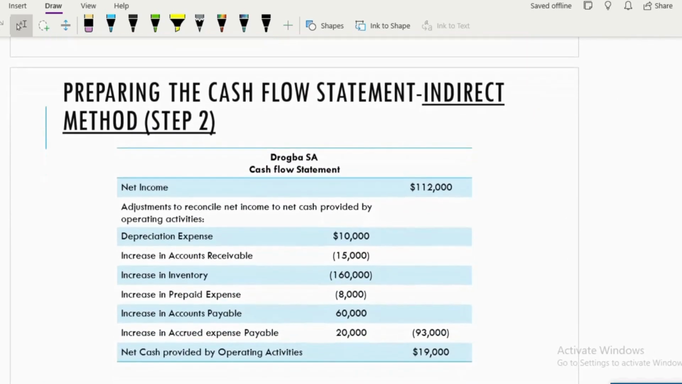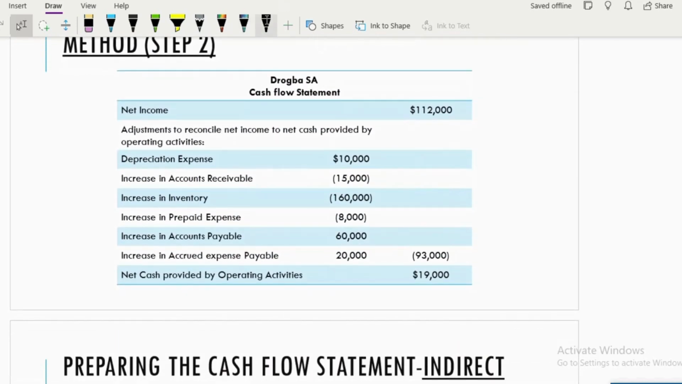So we are preparing here our cash flow statement as we already calculated all this stuff. Net income for this company was 112,000. Depreciation expense was 10,000, I'm adding it back. Accounts receivable increased by 50,000. When accounts receivable increases, we're going to minus it. I already explained to you that some of the sales did not bring the money, so let's minus it. Then the increase in inventory is 160,000. So we spent money for this, we're going to minus it.